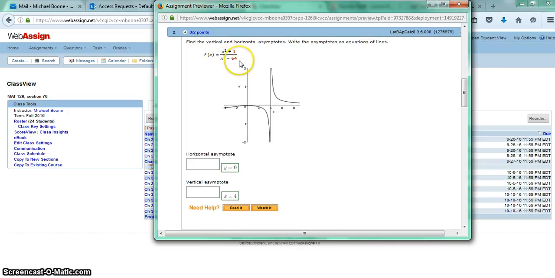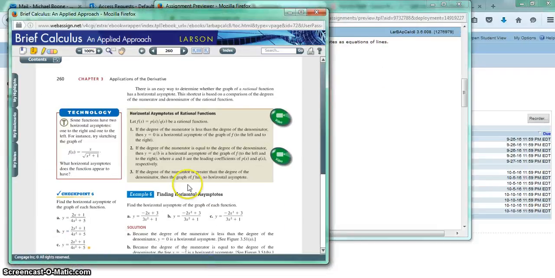So if we set x cubed minus 64 equals 0, we would get positive 4. And so we see the vertical asymptote here. The horizontal asymptote, with rational functions, we can pretty much determine by looking at the degree of the polynomial on top and on bottom. They have some rules in the book that are pretty standard.